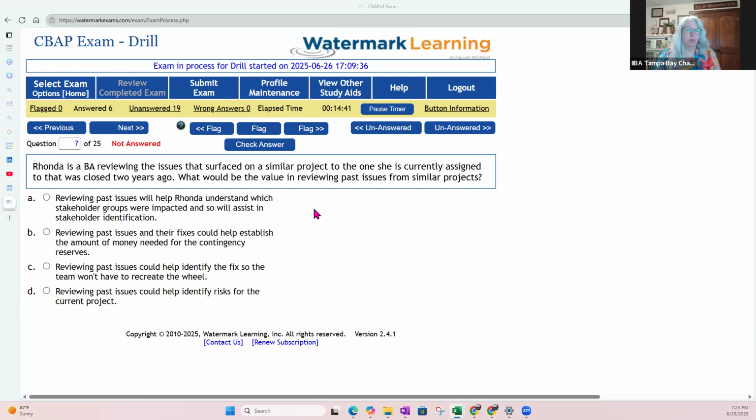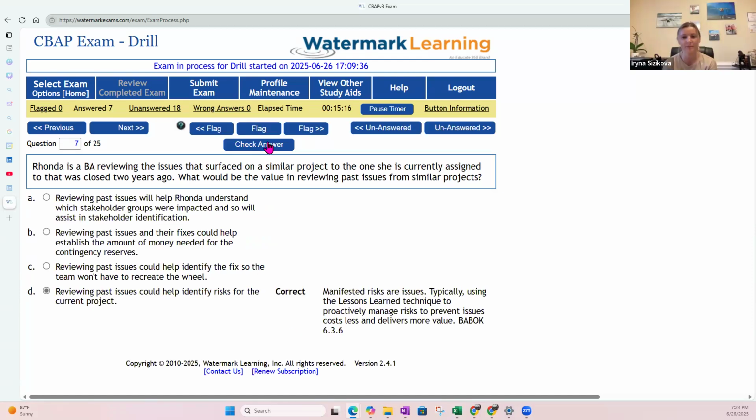Okay, all right, so possible answers. Reviewing past issues will help Rhonda understand which stakeholder groups were impacted and so will assist in stakeholder identification. Could help establish the amount of money needed for the contingency reserves. Could help identify the fix so the team will not have to recreate the wheel. Or could help identify risk for the current project. D. I would say D. If it identifies it as a similar project, it could have similar risks, right? Manifested risks are issues, because we know that they will happen if they're similar.